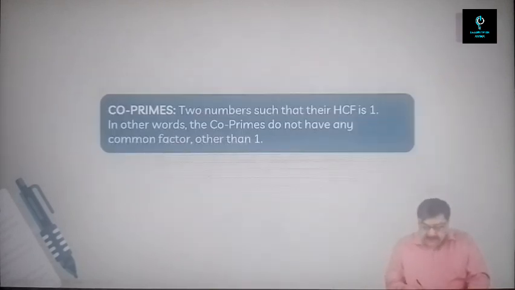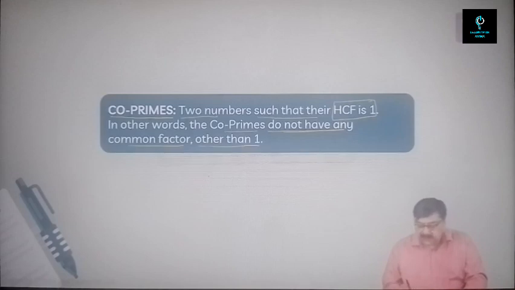Now, coprimes. The concept of coprimes is very popular. It will be used very frequently while solving questions based on LCM, HCF, or questions based on divisibility rules. Now, what are coprimes? Two numbers such that their HCF is 1. The highest common factor between two numbers should be 1. In other words, coprimes do not have any common factor other than 1. Well, every positive integer will be divisible by 1. But when we talk about coprimes, there is no other number apart from 1 which will divide the two numbers.